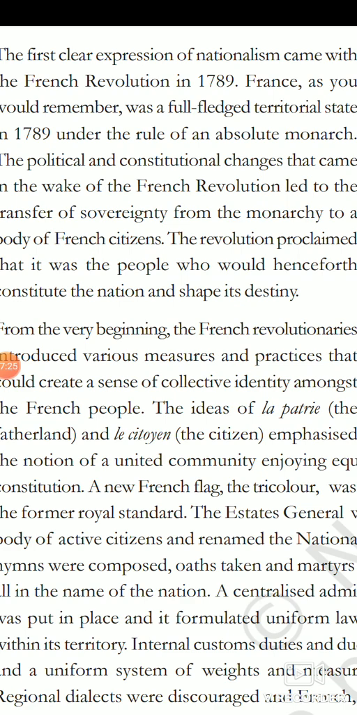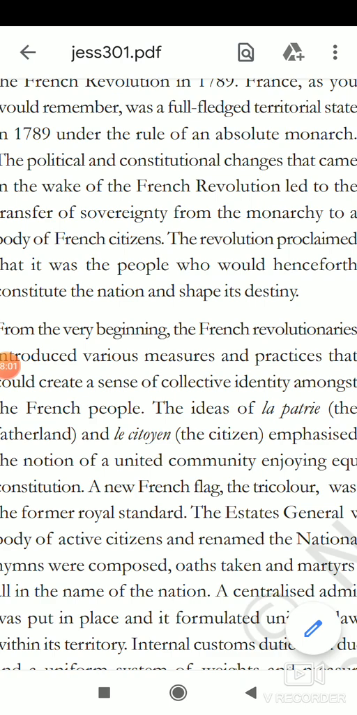So after the revolution, France appeared as a new nation. For example, there was a National Assembly, new hymns were composed, oaths taken, and martyrs commemorated, all in the name of the nation. A centralized administration system was put in place and it formulated uniform law for all citizens within its territory. Internal custom duties and dues were abolished and a uniform system of weights and measures was adopted. Regional dialects were discouraged and French as it was spoken and written in Paris became the common language of the nation.